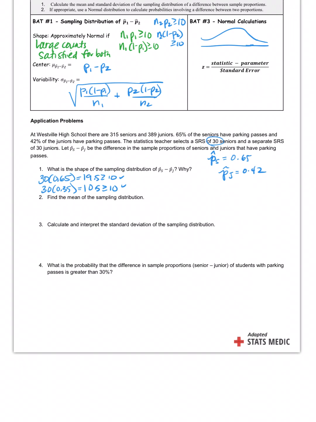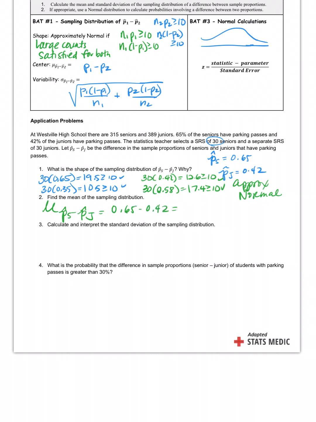And then I'm going to do the same thing for the juniors. So 30 times 0.42 is 12.6, greater than or equal to 10. 30 times 0.58 gives me 17.4. So we pass. So we know it's approximately normal, and this is our justification, the large counts test. Find the mean of the sampling distribution. Well, we just find the differences, okay? So the p-hat of seniors minus the p-hat of juniors. Well, 0.65 minus 0.42 gives me 0.23.